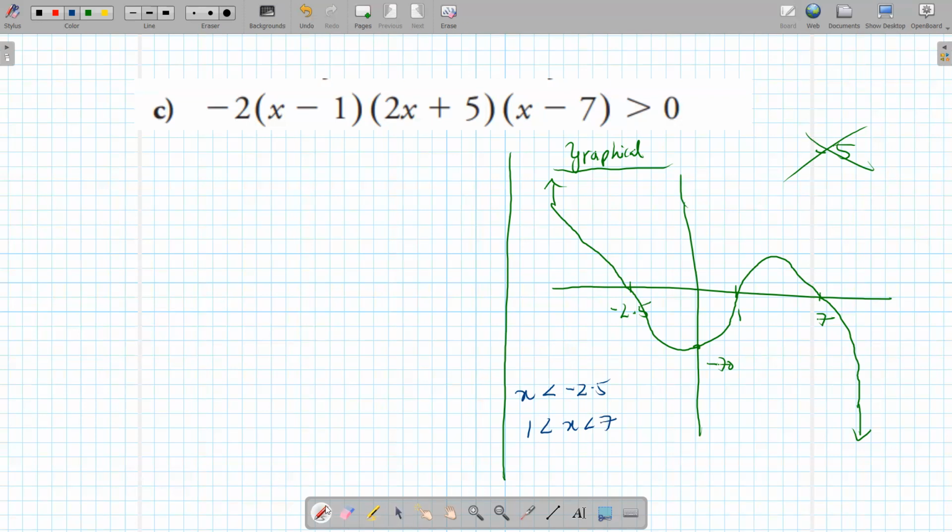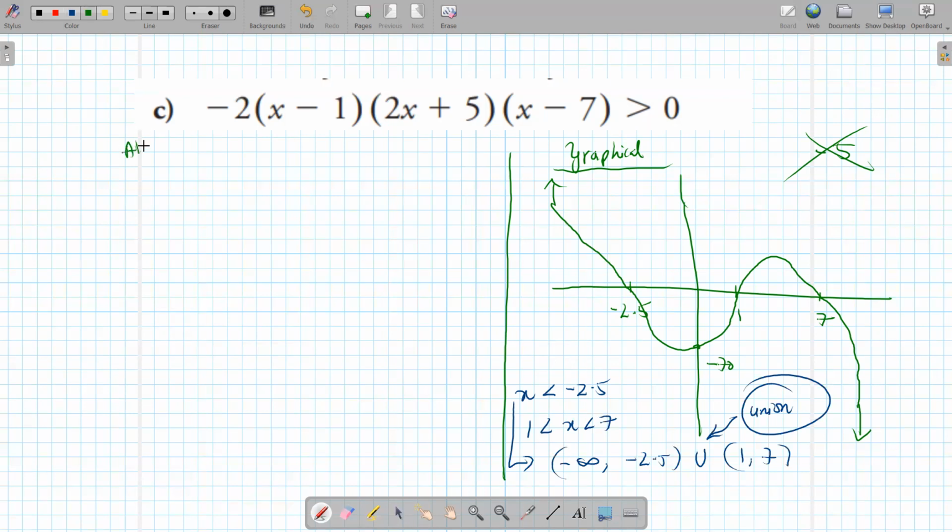If you want interval notation, the first one would be from negative infinity to negative 2.5 exclusive. The other one is from 1 to 7 exclusive as well. If you have multiple intervals like this, you can just write a U there. U in math means union, but it just means and for our purposes.